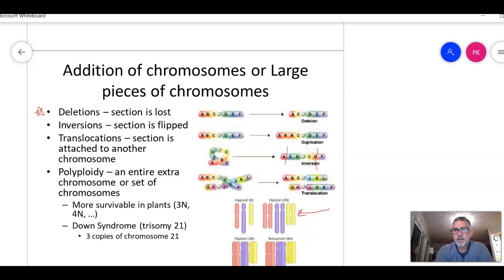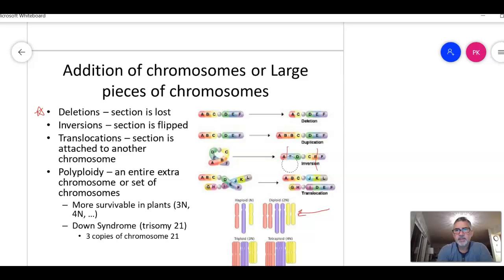So the problem now being is if I had this and I flipped this region in here, right? Now I would have this, right? And if you look at it, these are not the same, right? So all of my gene products would be wrong, right? So that wouldn't be good.